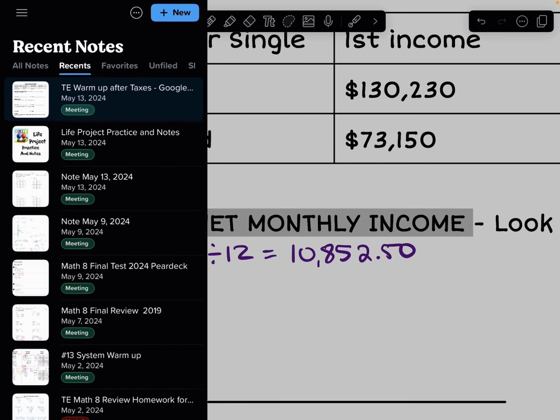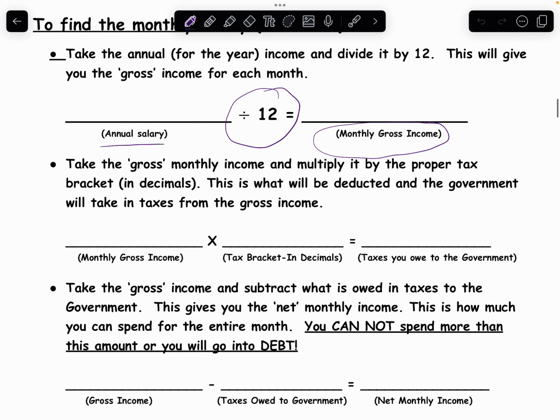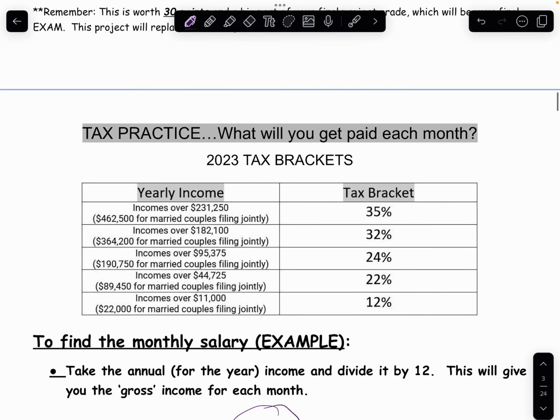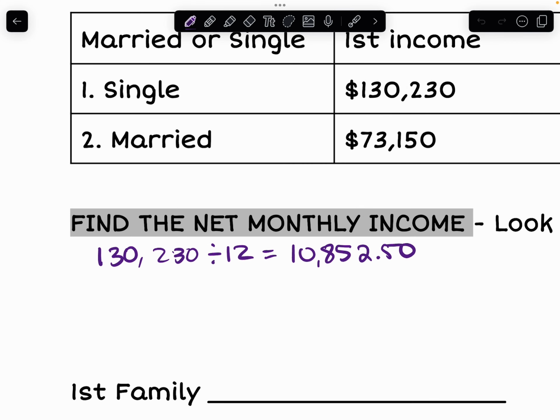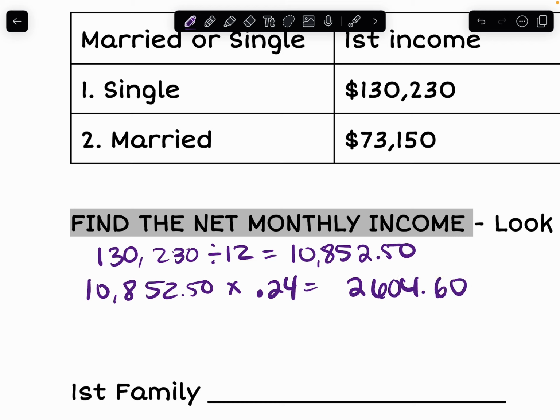Okay, gross. So the next thing I do is multiply it by my tax bracket in decimals. I'm a single person and I make $130,000. So single person income over this right here means that's 24%. So I'm going to take this right here and multiply that by 24%. When I do that, I get this.